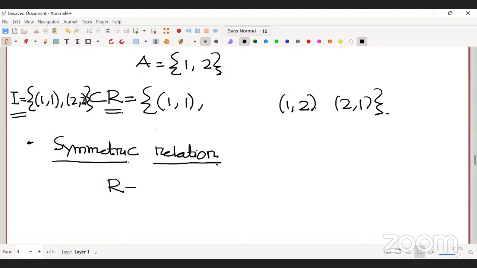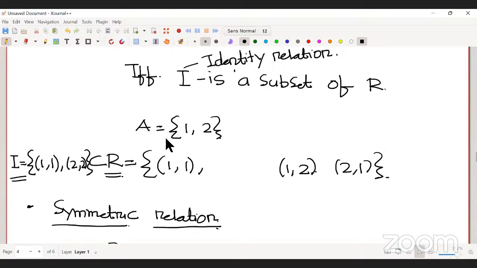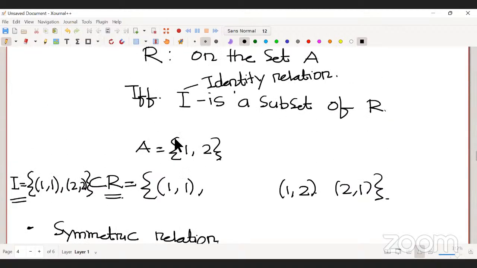I can say that R is a symmetric relation on A. Sir, one question. Sorry? Can I ask one question? So for the reflexive relation, how many sets can become, like (1, 1), (1, 2), and (2, 3)?